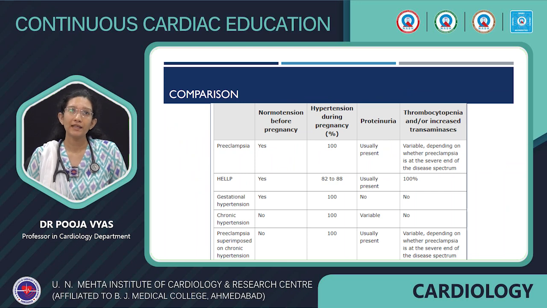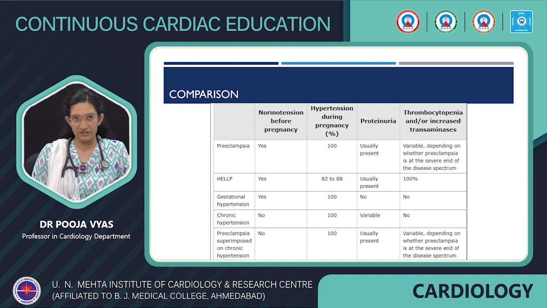If we want to compare all these conditions, like preeclampsia, HELLP, gestational hypertension, chronic hypertension, and chronic hypertension with superimposed preeclampsia, we can compare and differentiate them. In preeclampsia, the patient will have normal blood pressure before pregnancy, and there will be hypertension during pregnancy. There will be proteinuria in preeclampsia, and other features like thrombocytopenia and increased transaminases will be variable.